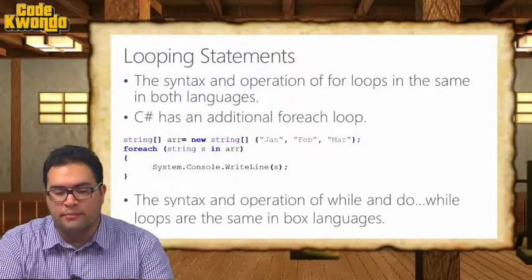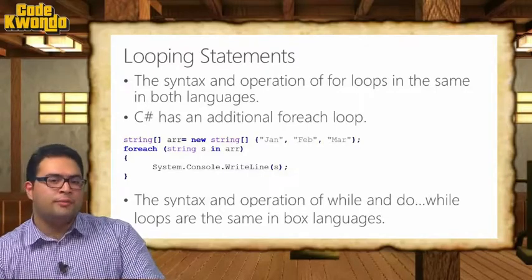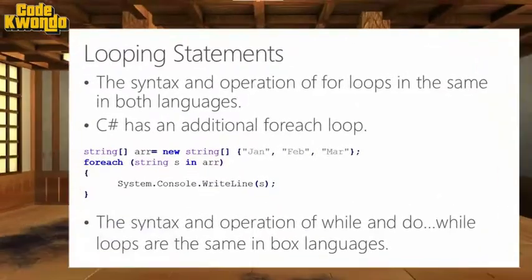In terms of looping statements, the syntax and operations for for loops are exactly the same. C# has an additional type of loop called the foreach loop, which is also present in Java, but it's a little bit different in C#. We use the foreach keyword. If you take a look at the sample code, you've got foreach string s in array, and each time you iterate through the loop, s is your string in that array. The other cool thing is that we've also got while and do while, and they're exactly the same. No changes required. If you've got very basic algorithmic code, it's very easy to just copy it, paste it in C#, and you're good to go.